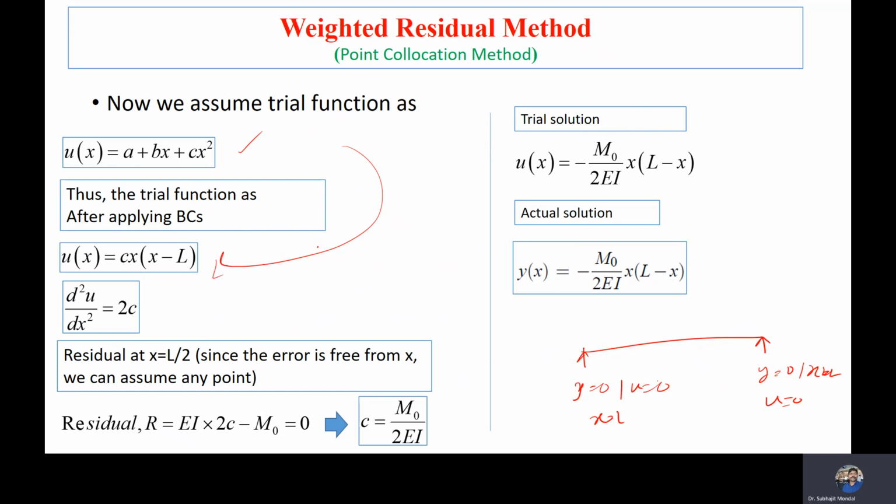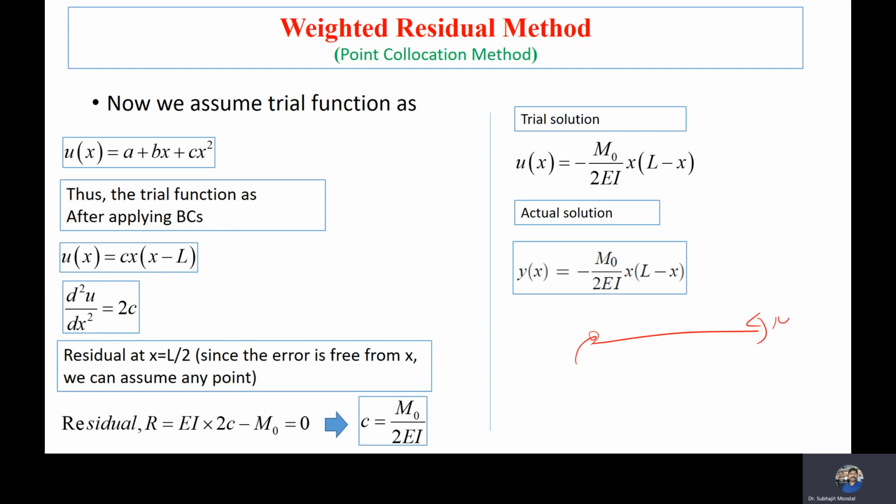Already we have obtained the moment acting in the beam. Our beam is a simply supported beam, and the moment M0 is acting there. Our force equation, or natural boundary condition, is given here: EI d2y/dx2 minus M0 is equal to 0, where y is the actual solution. Now we find the trial solution and put its value in this equation, and obviously this value will not be 0. If you put u instead of y, this value will not be 0. This will be called the error or residue.